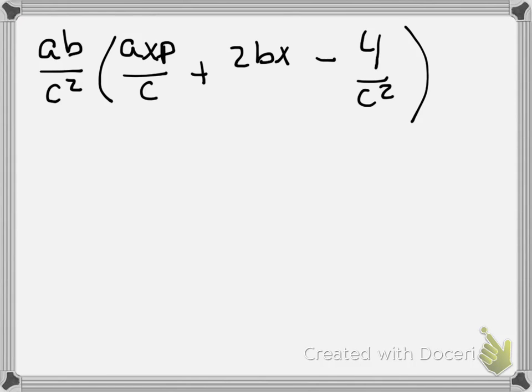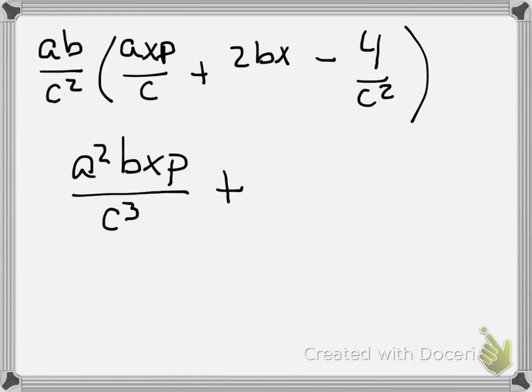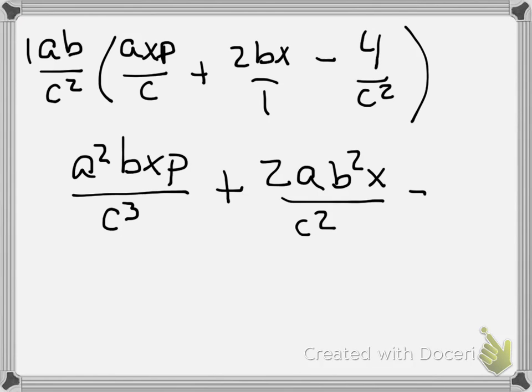Now for our last example here, we don't have any negative exponents, so we're just going to go through and simplify each one of these. So ab times axp is going to give us a squared, and then we have a b, x, and a p. Then c squared times c would give us c cubed. Plus, again, there's a 1 in front of here, so 1 times 2 is 2. We don't have any a, so we'll just leave the a there. B times b is b squared, and we have the x. Over, again, this is over 1, so c squared. Minus 4, and then we have to put the ab there, over c to the 4th.